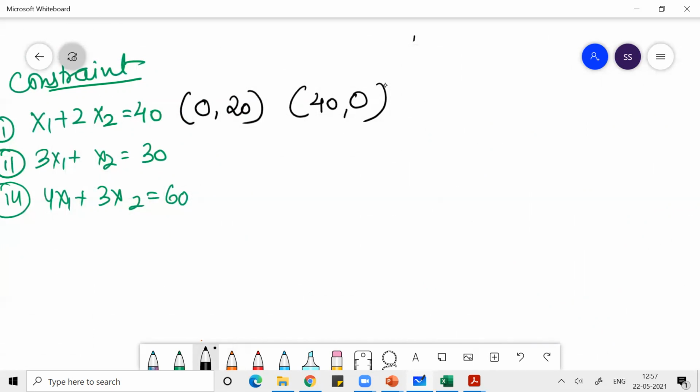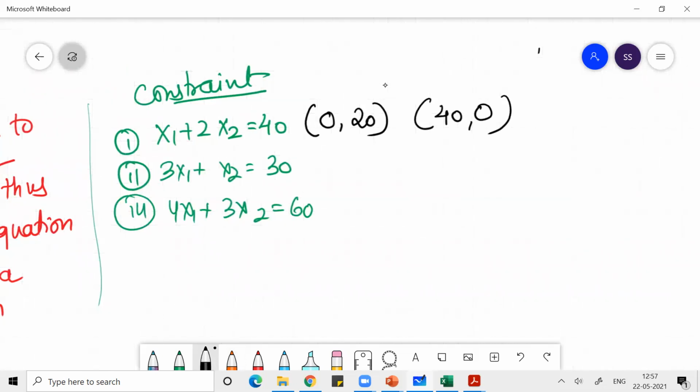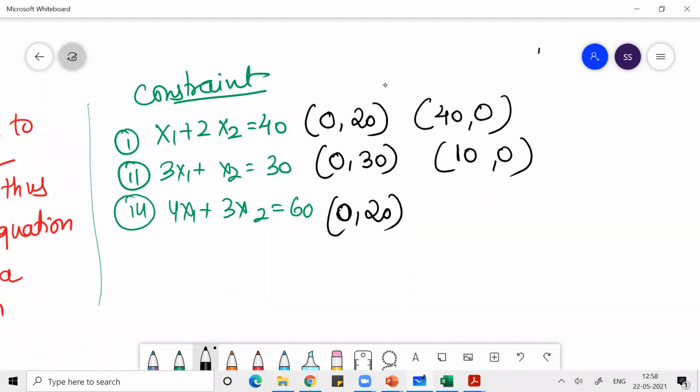Similarly, for the equation 3x1 plus x2 equal to 30, if I put x1 as 0, then x2 would be 30. If I put x2 as 0, then x1 will be 10. Similarly, for the third equation, if I put x1 as 0, then x2 is 20. And if I put x2 as 0, then x1 will be 15. Any doubt, anyone?